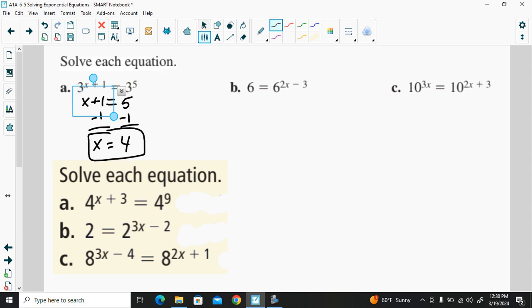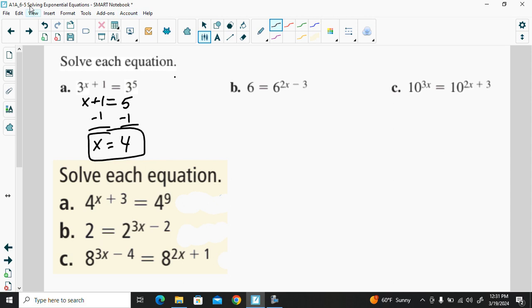You'd want to check your solution, right? Make sure that the solution makes sense. If we replace x with 4, is 3 to the fifth the same as 3 to the fifth? Because 3 to the 4 plus 1 is 3 to the fifth. So the answer here is yes, and that's what we want. So we're going to look at example B.